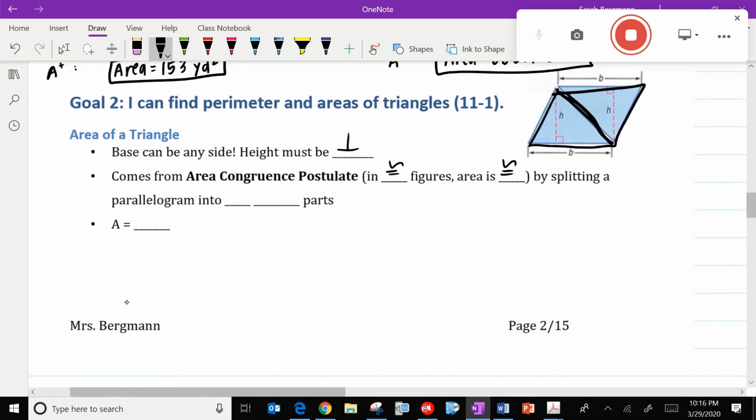So we know the area of the parallelogram is base times height. So to find the area of the triangle, we just want half of the parallelogram. So we'll do half of the base times the height. So you can also use base times height divided by 2. Whichever one works better for you, they're both correct.